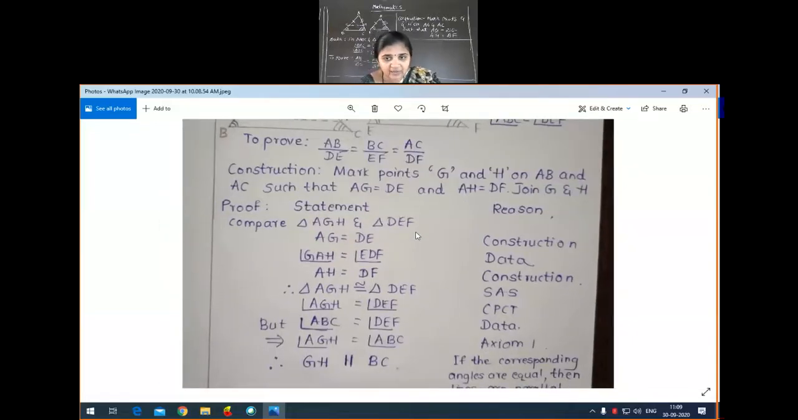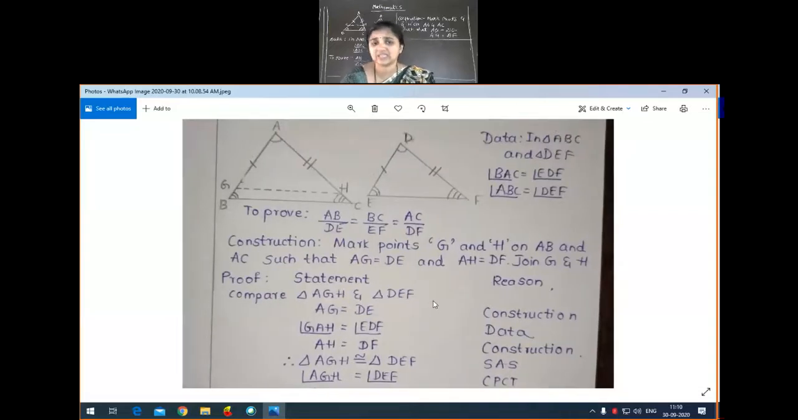Now what we have to see is the proof, that is the statement and reason part. One side statement, one side reason. So very simple, students. How to prove this? First, we are observing one small triangle in triangle ABC, that is triangle AGH. We are observing triangle AGH and, on this side, triangle DEF. So we have to prove the congruency of these.